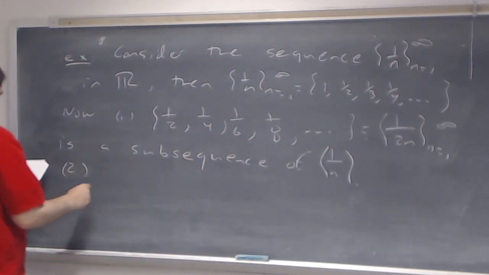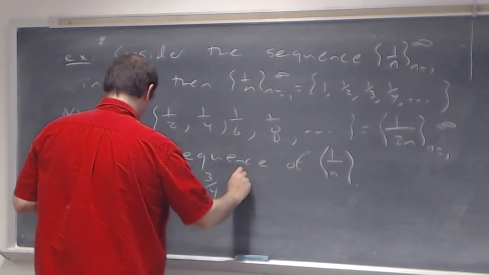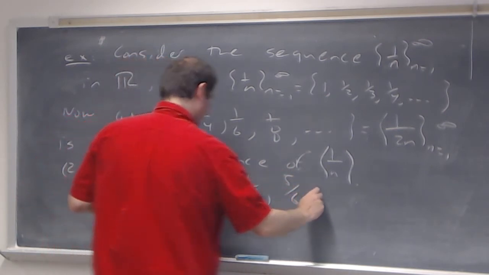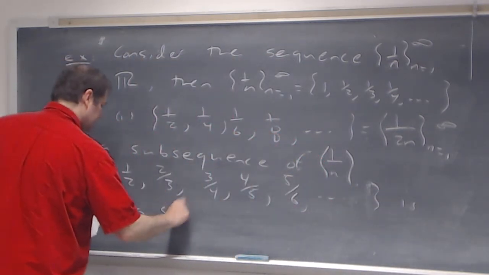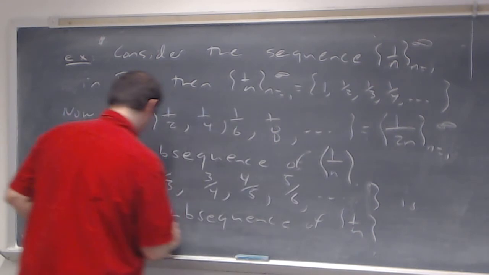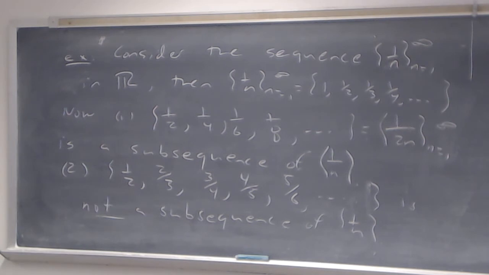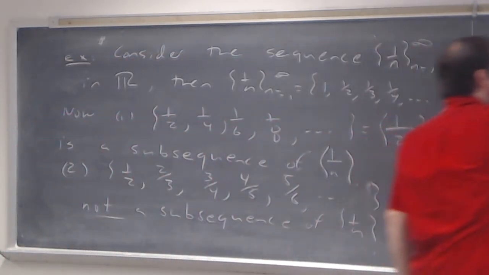Here's a second example. 1 half, 2 thirds, 3 fourths, 4 fifths, 5 sixths, and so forth, is not a subsequence of 1 over n. And the reason it's not is 2 thirds is not a term in the original sequence. So not everything in here is in the original. Let's look at one more example.